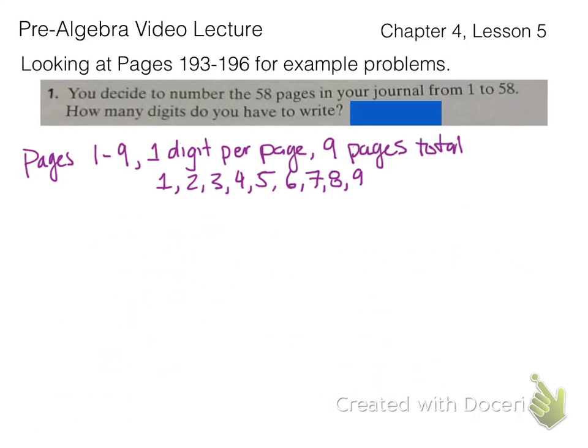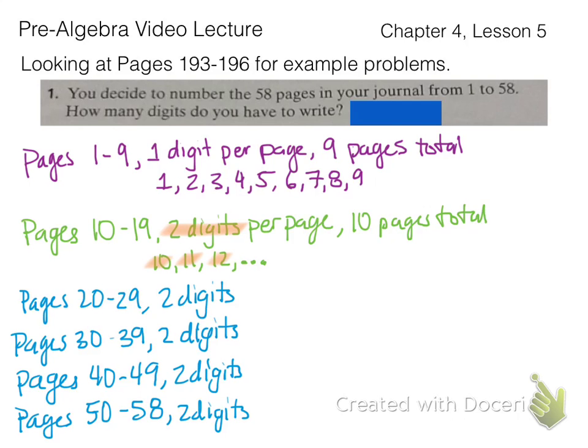All right, moving on. Next problem is you decide to number the 58 pages in your journal from 1 to 58. How many digits do you have to write? Well, let's think about it. Pages 1 through 9. The numbers 1 through 9 only have 1 digit per page. The number 1, number 2, number 3, number 4, number 5, number 6, number 7, number 8, all the way up to 9. So 9 pages total.